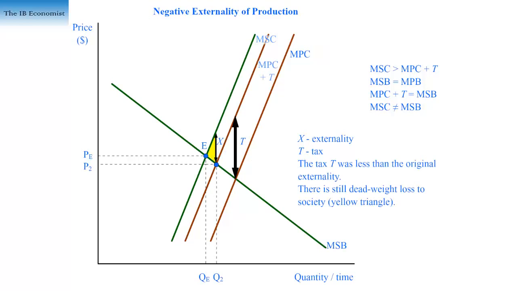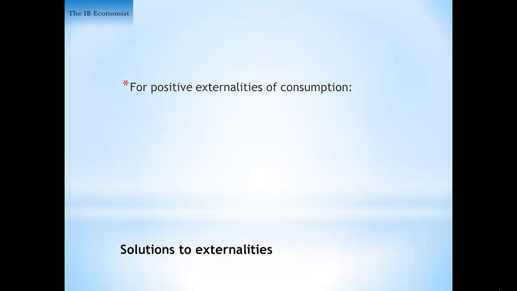However, in this next example, the tax that we initially placed was simply too little, and we might be thinking that at the new equilibrium, where the marginal private cost plus the tax is equal to the marginal social benefit, we have managed to internalize the externality, but the fact remains that the true and optimal equilibrium E would not be achieved. Let's have a look at some of the solutions for positive externalities of consumption.